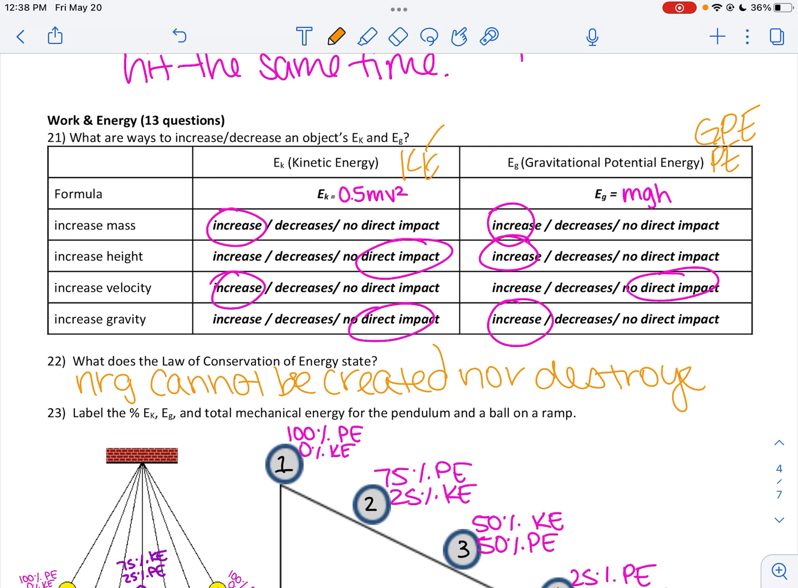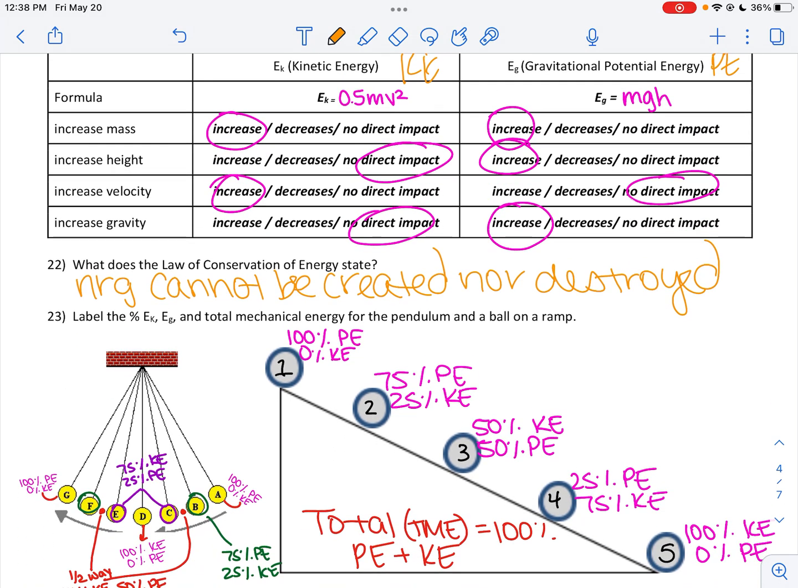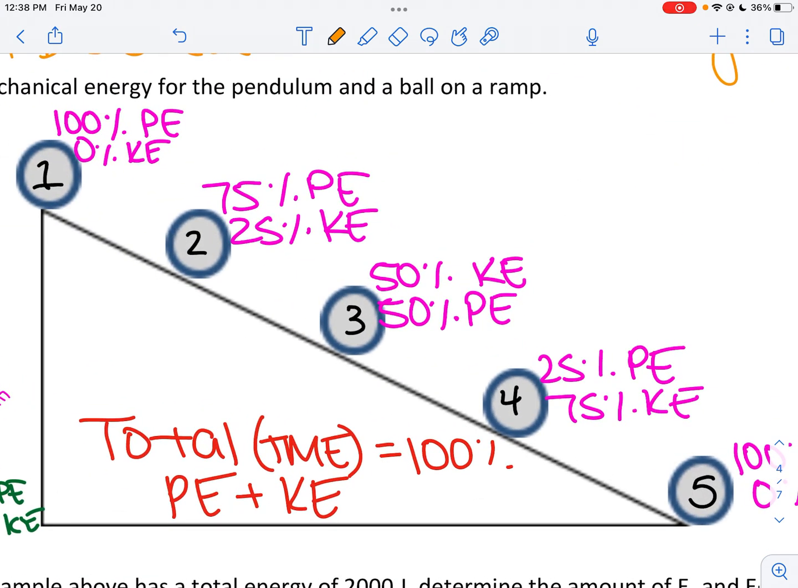Now, it can transfer forms. So I can go from potential to kinetic, back and forth, back and forth. So when I look at this one with the ramp, if I set the ball at the top and I'm just holding it there, I don't have any kinetic energy. So I have all potential. So it has the potential to roll down that ramp.